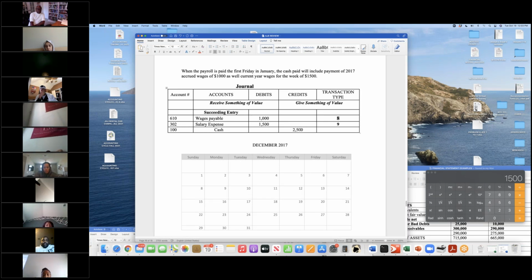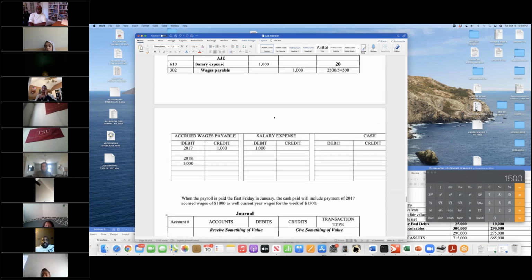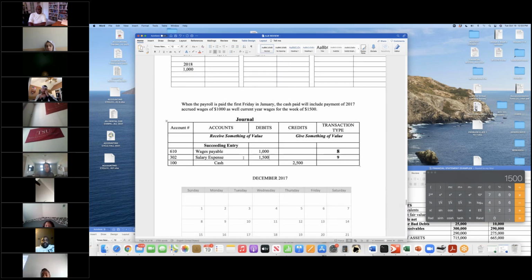So we're still paying $2,500. Only $1,500 in expenses is recognized in that next year, 2018, where we're going to debit the liability for the part that was recognized in 2017. So all companies all around the world operate that way. When they make that first payment in 2018, in that succeeding entry, they pay what they accrued the prior year, and they pay the current year expense.